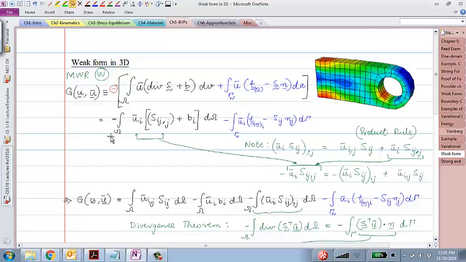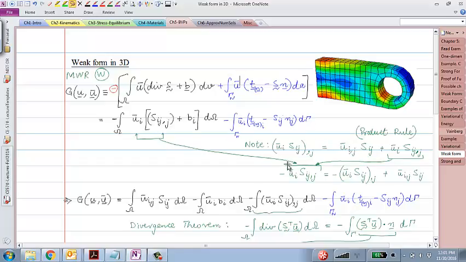If we write that same thing in indicial notation, hopefully you can all see that u bar would be just u bar i. Divergence of S would be S ij comma j. B would be B i, u bar i, T n, i component, S ij acting on n j. So all I've done is written that in indicial notation.